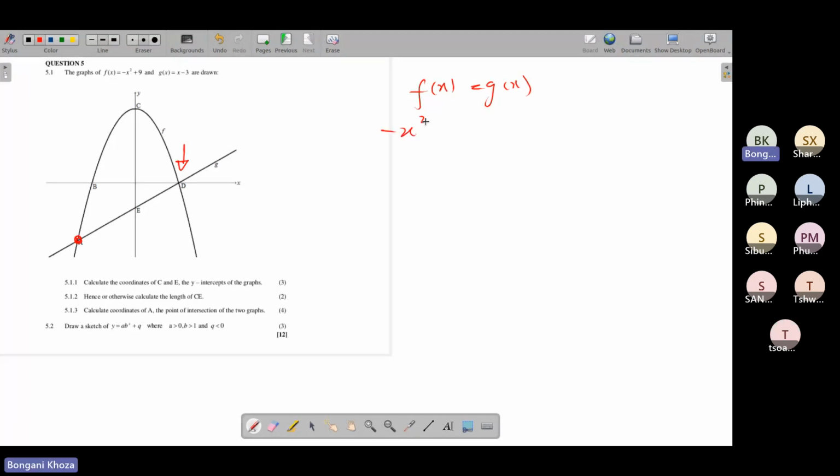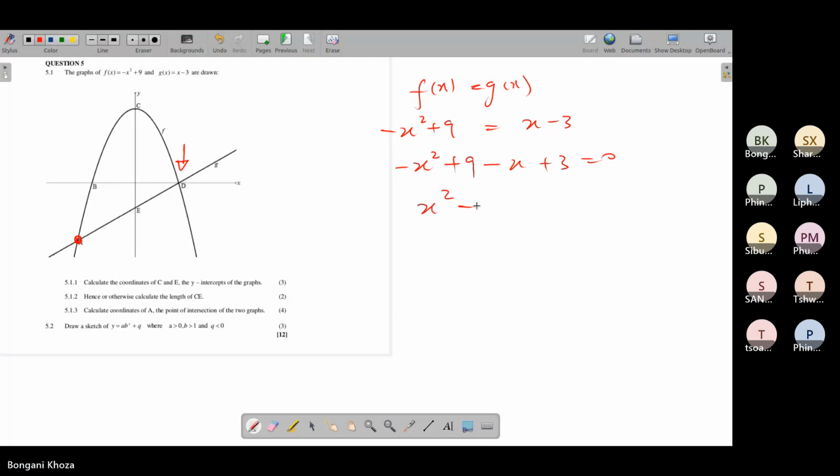f at x is minus x squared plus 9, equal to x minus 3. Then this is just minus x squared plus 9 minus x plus 3 equals 0. We try and factorize this. This would be minus x squared minus x plus 12 equals 0. This is a trinomial. x and x, 3 and 4, plus minus. So our x values: x is equal to 3, or x is equal to minus 4.